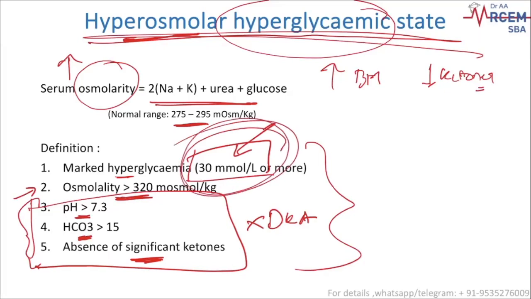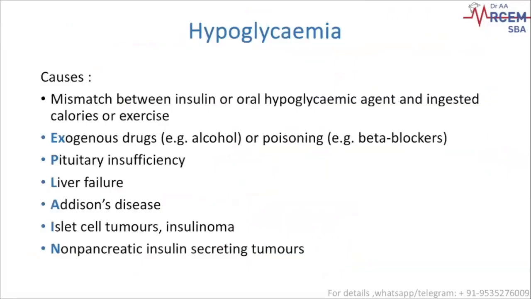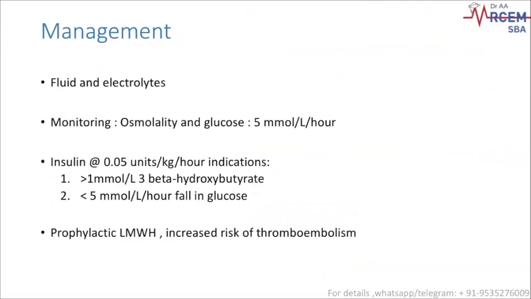Because of these significantly high glucose levels, these patients will have osmotic diuresis. They will urinate significantly more than any normal person. Because of the significant increase in urine output, these patients will have significant dehydration. They will be severely dehydrated. So the mainstay of treatment for these patients is giving fluids. You will be giving large amounts of fluids.